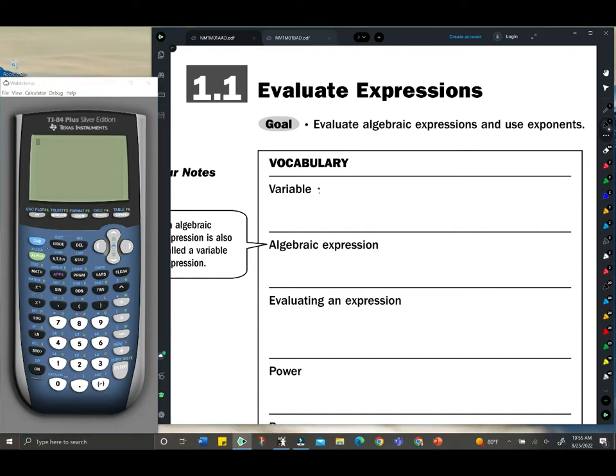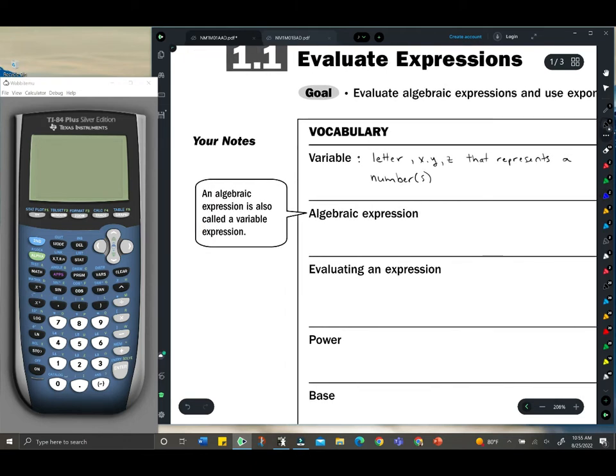So a variable is a letter or some type of symbol that represents a number. It's a letter, typically x, y, or z, and it represents a number or numbers. The key thing with variables is that they can represent many numbers, whereas the number 5 is just 5. A variable can be anything.